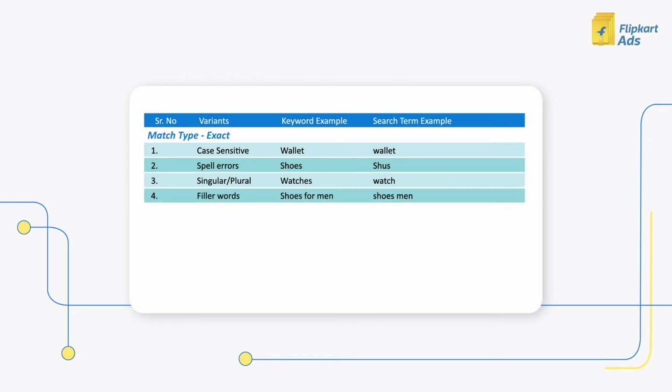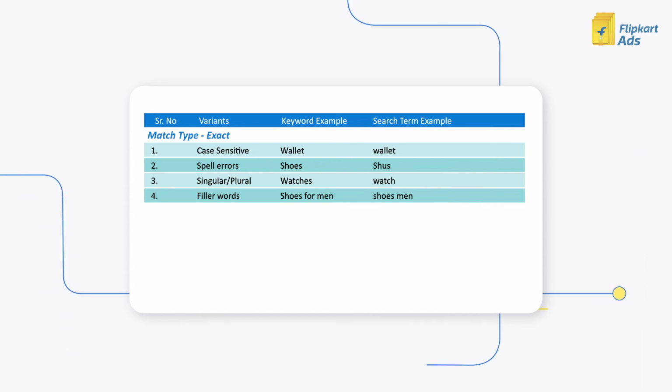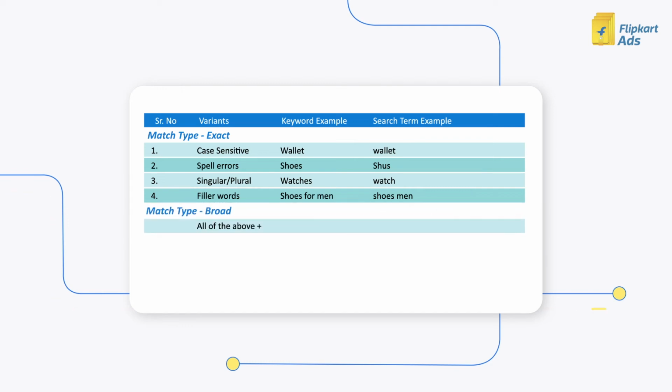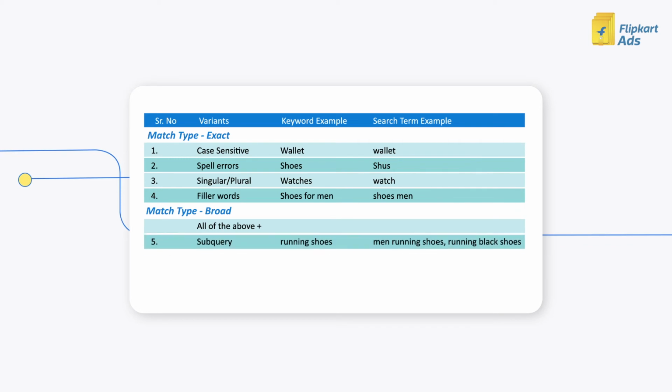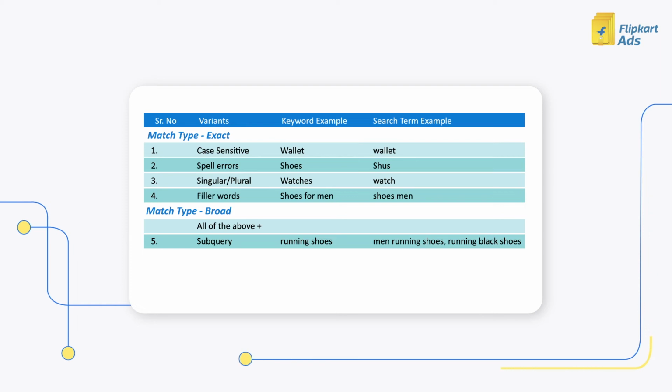Variant 4, filler words. So in case of targeted words like shoes for men, search term would also include shoes men, where the filler word for is ignored in search terms. Including the exact match variants, there are additional three variants for broad match. The additional variants in broad match are Variant 5, subquery. Here, for targeted keywords running shoes, search terms would include men running shoes, running black shoes, running shoes red, etc.